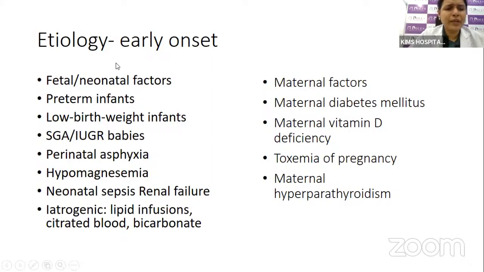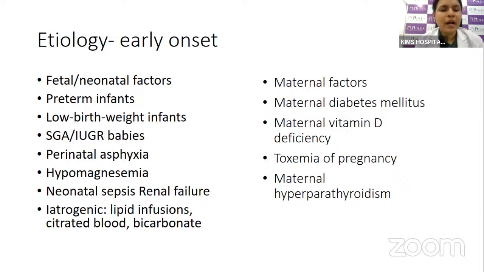It is important to note that preterm babies born before 32 weeks of gestational age must be routinely supplemented with calcium if they have to be begun on IV fluids for any reason. This is because of the high risk of developing early onset hypocalcemia.